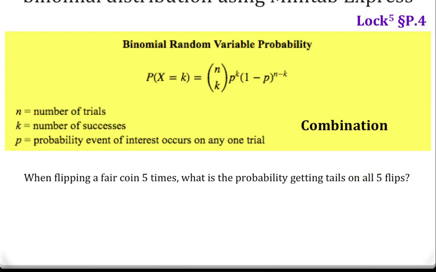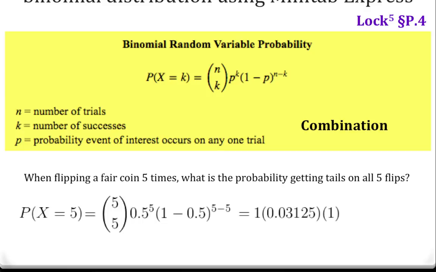P, it would be 0.50 because on any one given flip, there's a 50-50 chance that you can get tails or heads. So P, that x equals 5, or the probability of getting 5 tails, is equal to 5 choose 5 times 0.5 to the power of 5 times 1 minus 0.5 to the power of 5 minus 5. If we do the math out, it gives us a probability of 0.03125.